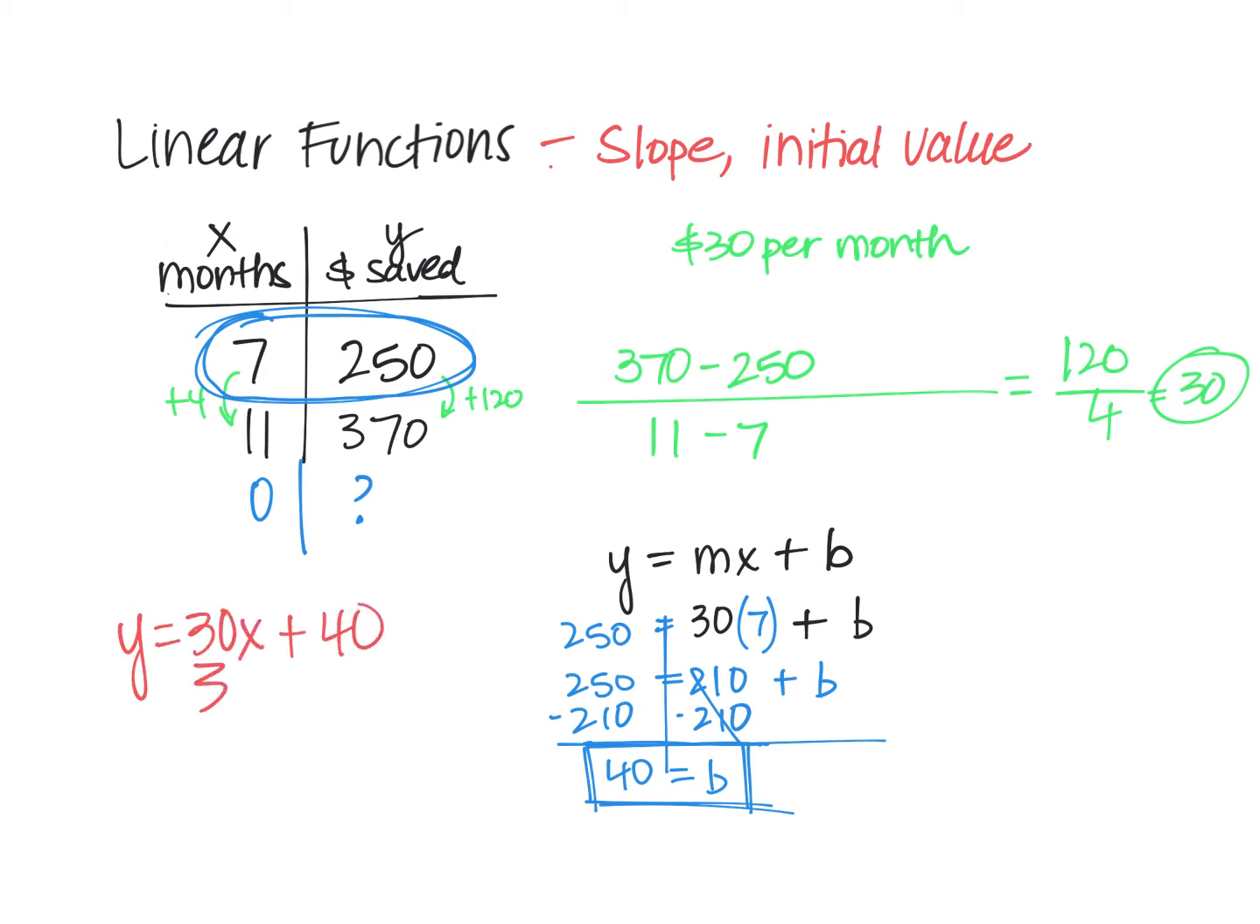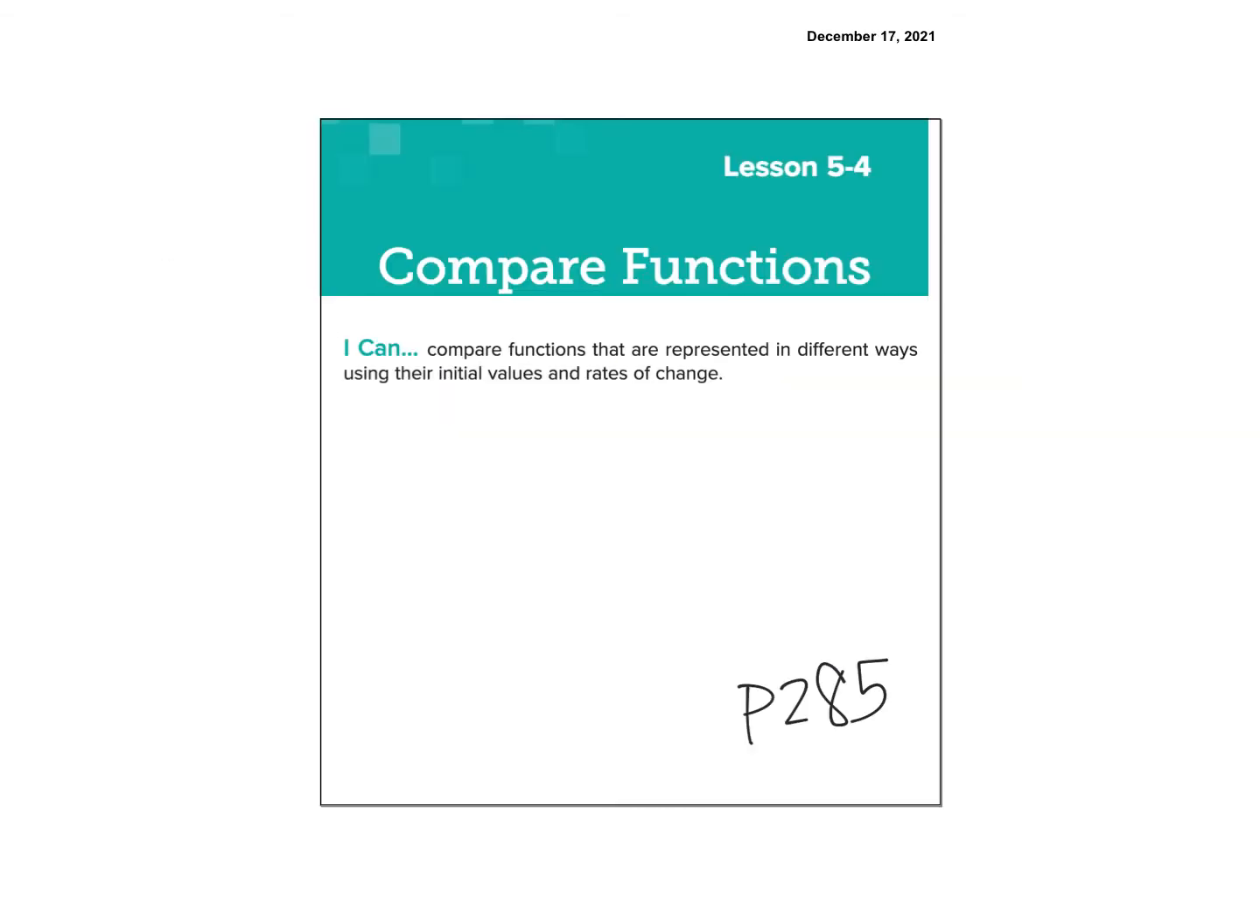That means I saved $30 a month and I started with 40. If I was going to graph that, I would be starting at 40 because that's my y-intercept, and then I would be going up 30 over 1, up 30 over 1. And then I would go ahead and graph that linear function.